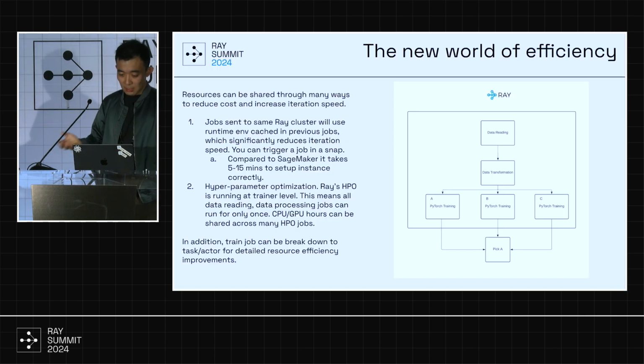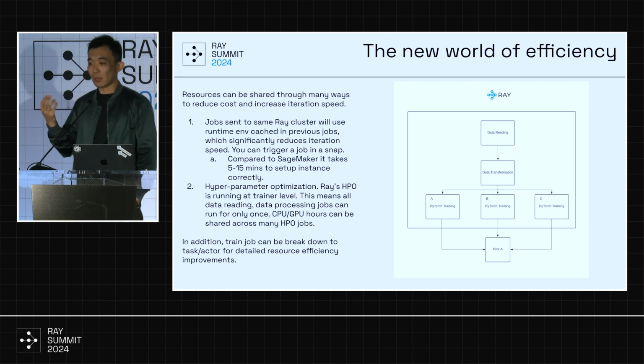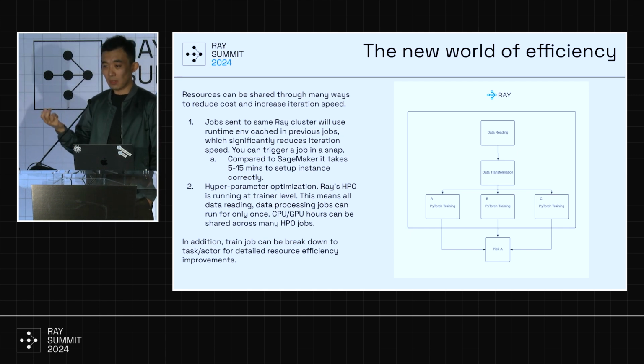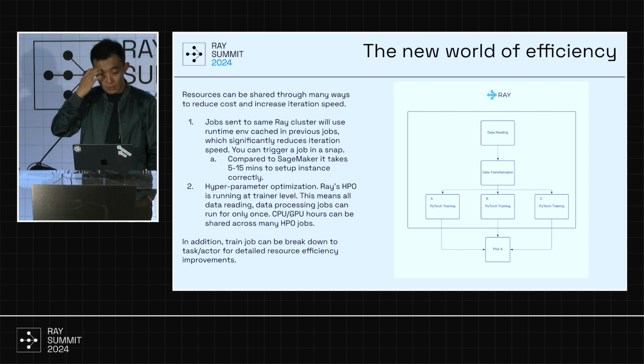But actually, think about this. Why do you want to read this S3 file 10 times or 20 times? You just need to read it once, do the transformation once, and then trigger 3 jobs in parallel. Right? That's how Ray Tune helps us.